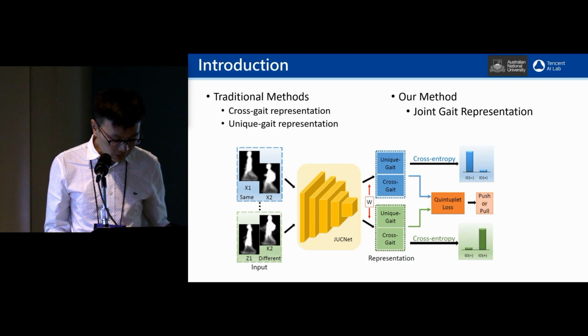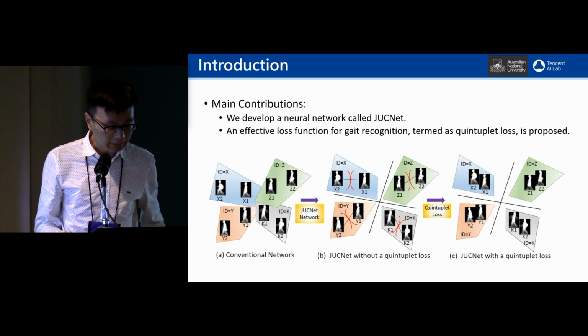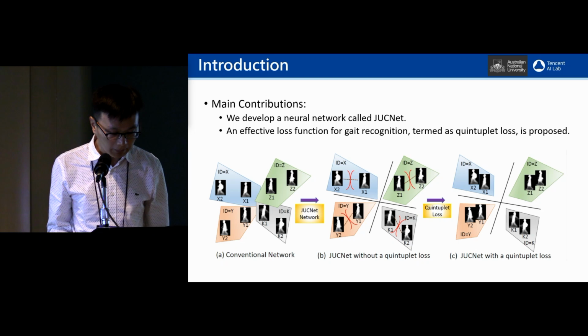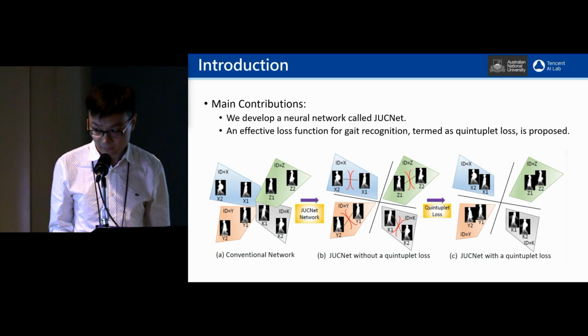In this paper, we developed a deep network to jointly learn the unique gait and cross-gait representations. And also, we propose an effective loss function for gait recognition, which guides our model to extract powerful features with smaller intra-class variations and larger inter-class differences. As the figure shows, from A to B, the proposed model additionally learns the identical unique gait representation, which enlarges inter-class differences among subjects. From B to C, with the help of the proposed quintuplet loss, not only the inter-class variance increases, but also the intra-class discrepancy is decreased.